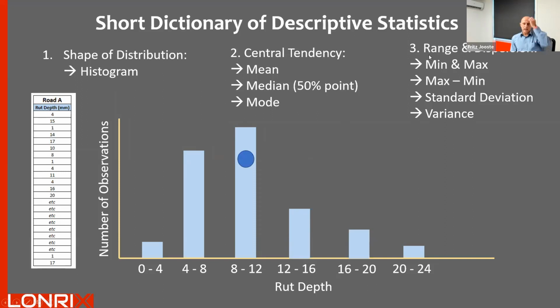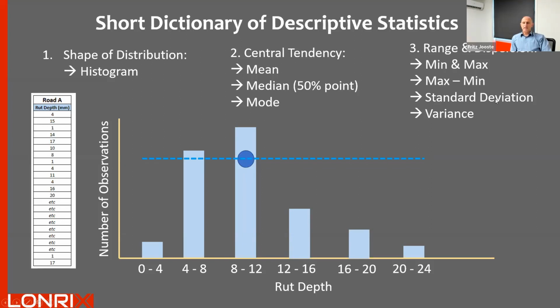Then the third dimension, as I noted, was the range and the dispersion of the data. So here we're interested in the minimum and the maximum values, and then the range of the data, which is basically just the maximum minus the minimum. So we can illustrate that in shorthand description here as that range of values over there.